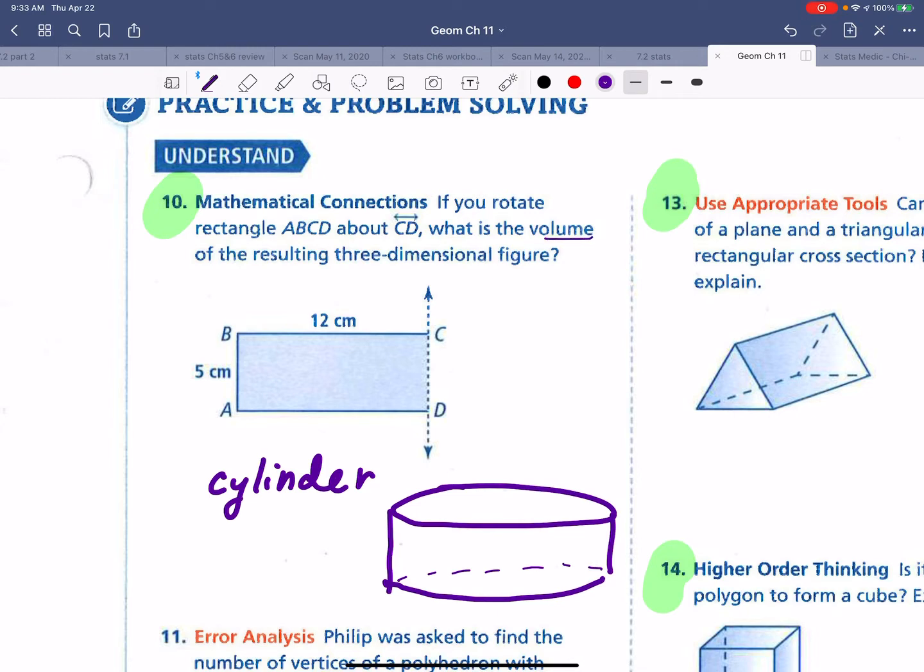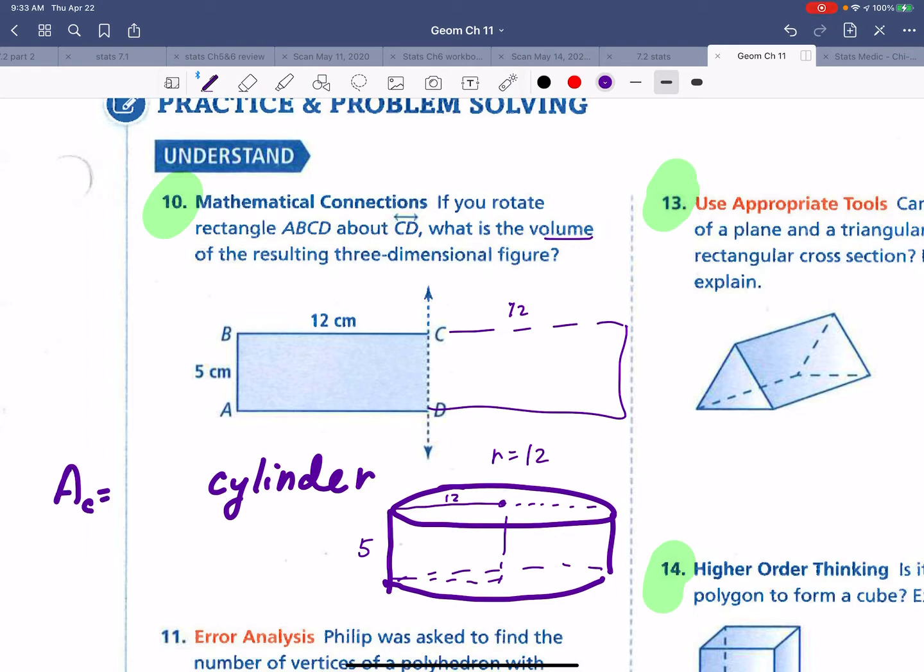What is the volume? So when I spin this, this is 12. So then this turns into, all the way across would be 24. But the radius of my cylinder is 12. And this is my rectangle, right? So that's 5. So you could Google this. We are going to get into this.